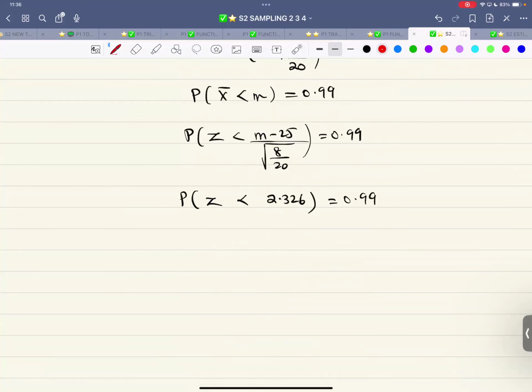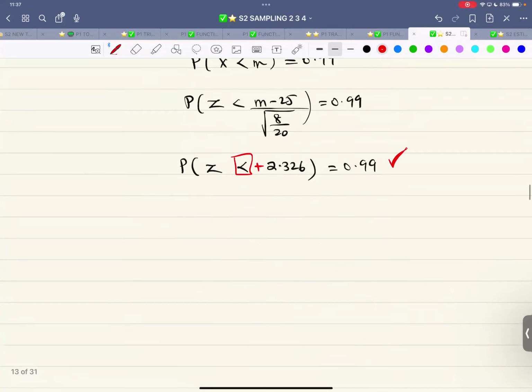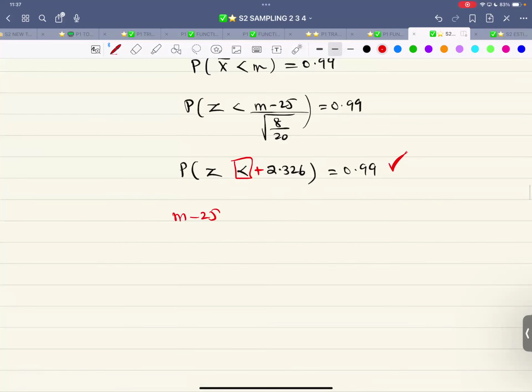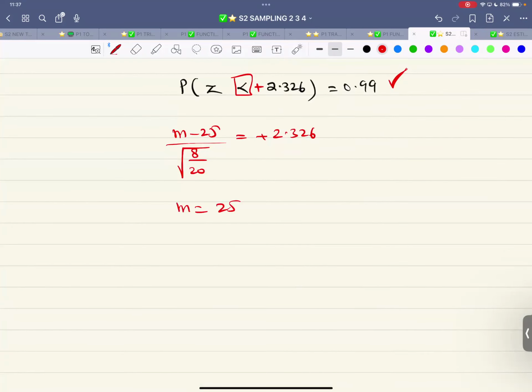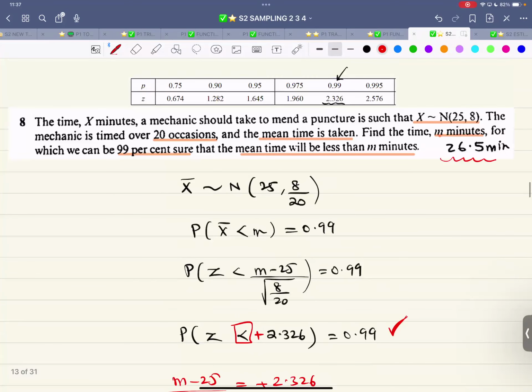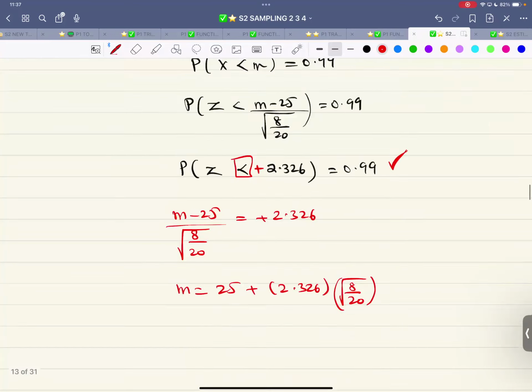And since the sign is lesser, after making sure the probability is at least 50%, this value is positive. Comparing coefficients, (m − 25) over 8 over √20 equals positive 2.326. So m equals 25 plus 2.326 multiplied by 8 over √20. And this answer is written right over here: that is 26.5, correct to 3 significant figures.